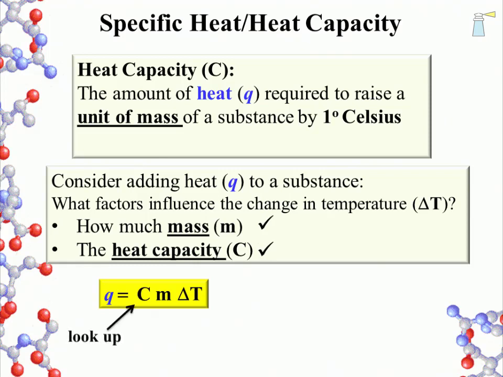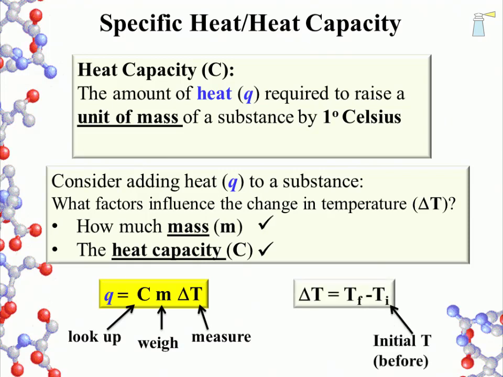And it is found in a lookup table. It has to be provided. The mass can be weighed. And the change in temperature is an experimentally determined value. It is measured. A temperature is taken before the introduction or removal of heat, T initial or Ti, and a temperature is taken after the process, T final or TF. TF minus Ti is delta T.